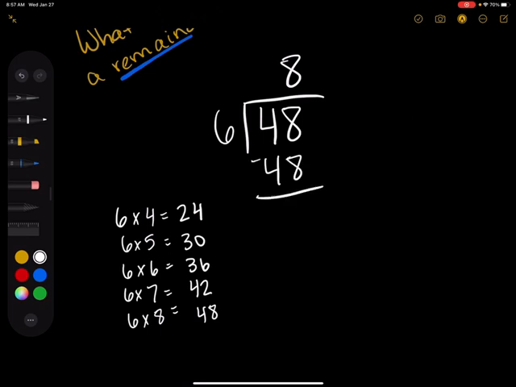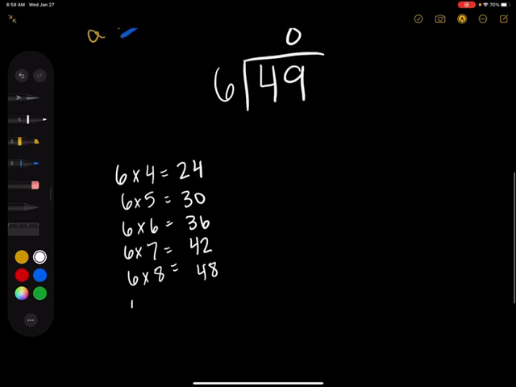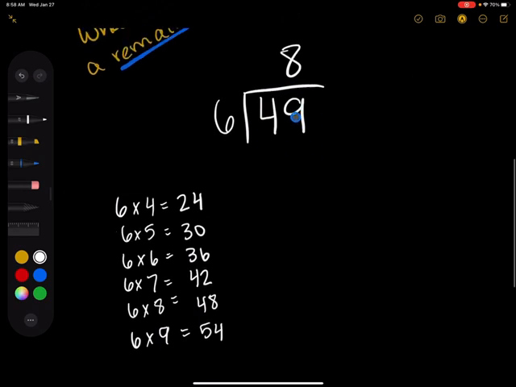Then we would just subtract. We know there's nothing left over. There are no remainders. But if our number was, let's say, 49 and not 48, we know that 6 times 9 is 54, and that goes over the amount we're trying to get. So 48 is our closest number to 49, which means I can put 8 complete groups of 6.